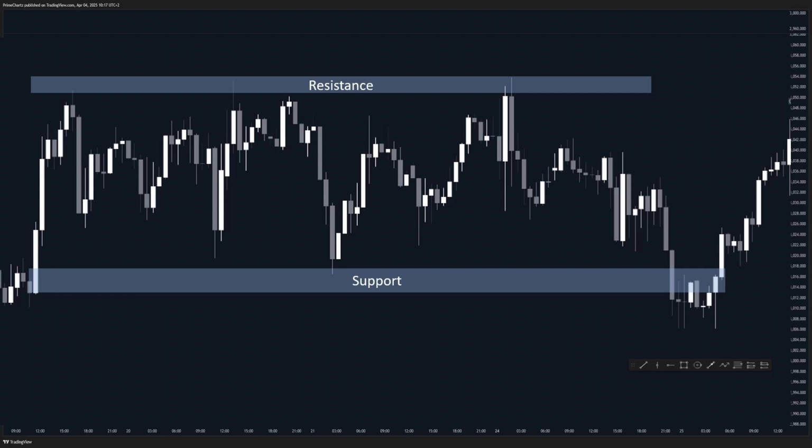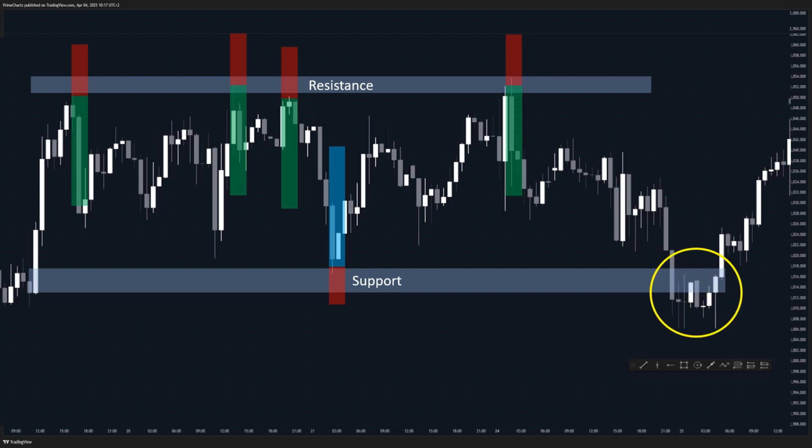Market makers understand that retail traders love breakouts and reversals around these zones. So, they create false moves to trick traders into jumping in before flipping the market in the opposite direction. Support and resistance levels are often seen as buy or sell zones. When price approaches these areas, traders expect a reaction, either a strong bounce or a breakout. But this is where smart money plays its game.